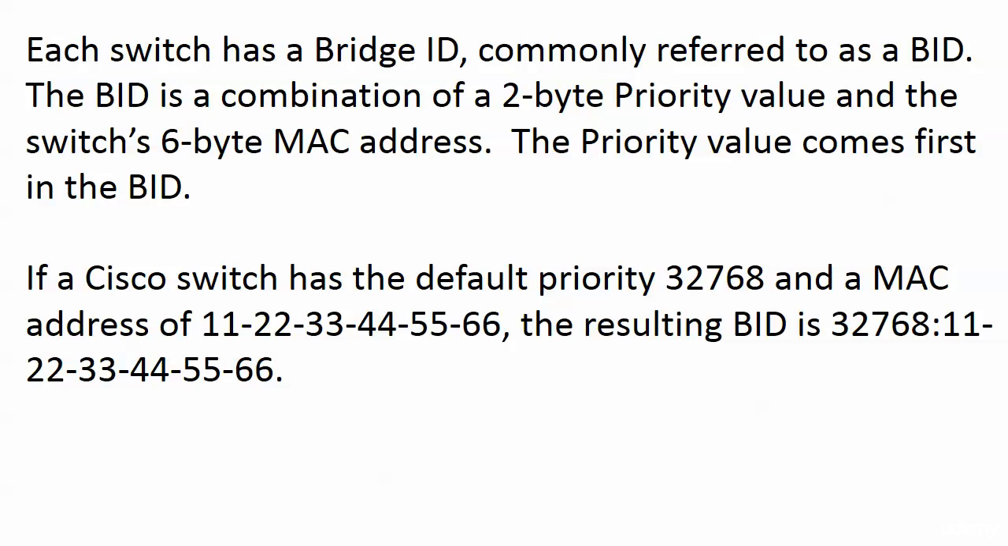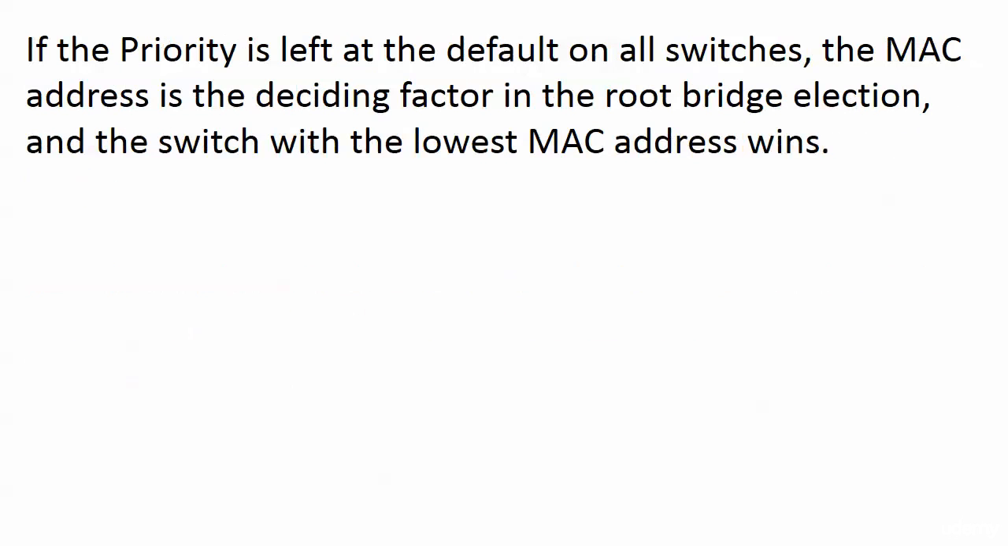Now, here's the value that comes into play with our election. It's called a BID, a bridge ID. Each switch has one, and it's a combination of a 2-byte priority value and the switch's 6-byte MAC address. The priority value comes first. So if you have a switch with a default priority of 32768 and a MAC address of 112233445566, the resulting BID is 32768 : and then the MAC address. So that tells us that if the priority is left at the default on all switches, the MAC address ends up being the deciding factor, and the switch with the lowest MAC address wins.